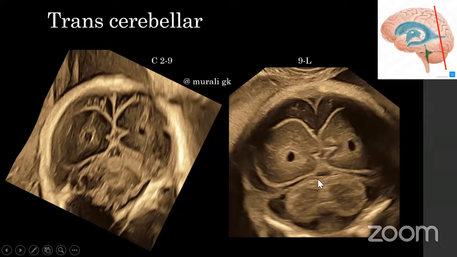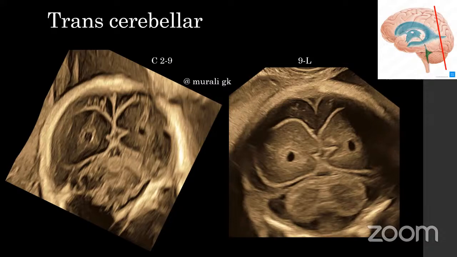Then just posteriorly, you are seeing the dumbbell-shaped structure, which has two hypoechoic lobes on either side and a hyperechoic structure in between. This is a classical appearance of a cerebellum, where you see the hypoechoic cerebellar lobes, and the hyperechoic midline structure is nothing but the vermis. So you can nicely appreciate the anatomy even on a trans-abdominal probe.